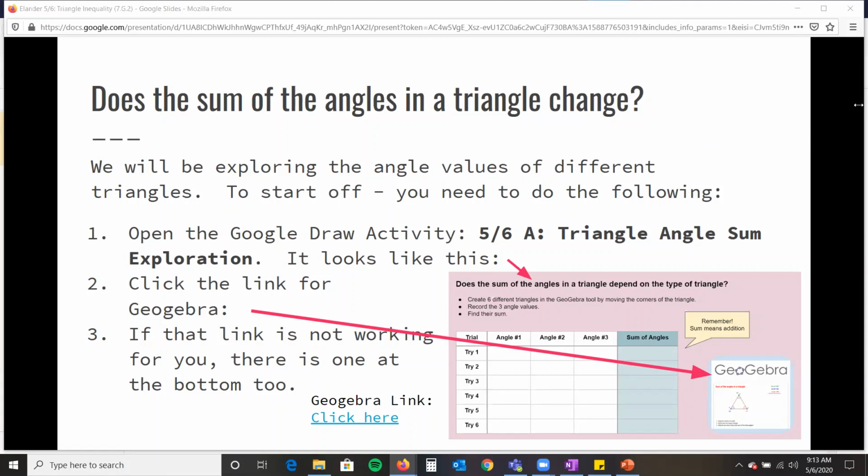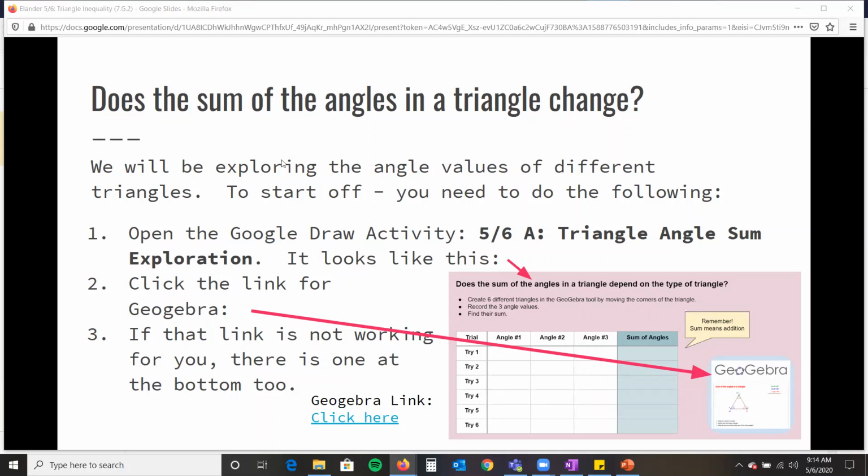All right, so does the sum of the angles in a triangle change? Do you think if it's a bigger triangle, maybe it has a total of 200 degrees in it? Or do you think a triangle that's shaped differently might have a different amount of degrees within it? That's what we're going to be exploring today.